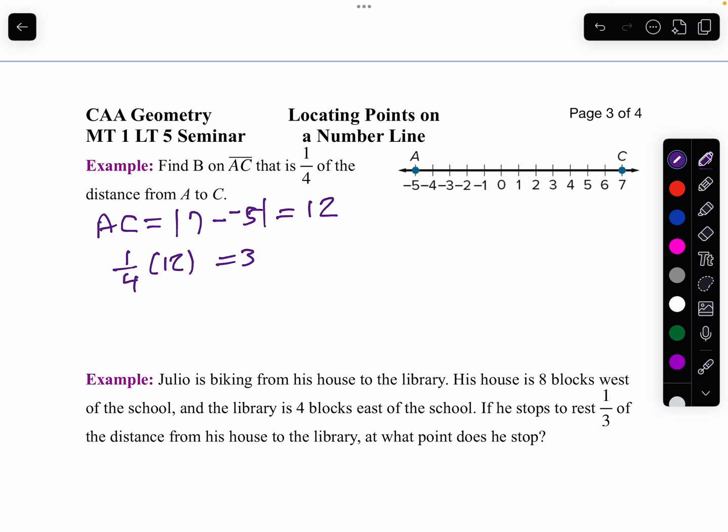That's the distance I am from my endpoint. So I'm going to go 3 over. Don't leave the answer as 3. 3 is your distance. It is not the endpoint. So since I'm doing a directed line segment, I'm going to start at -5. And I'm going to go to the right 3. Well, what's -5 plus 3? That'll be -2. So in other words, B is going to be at -2.